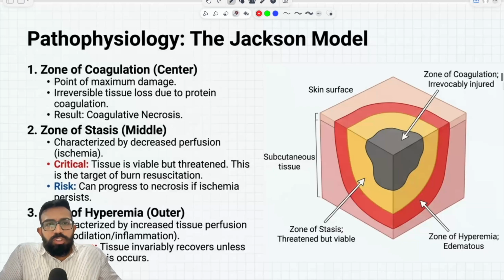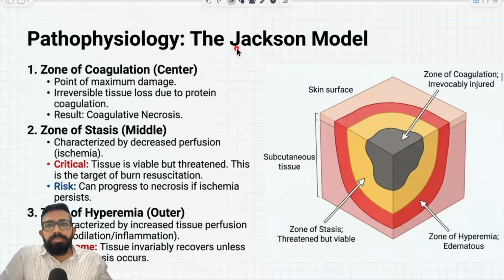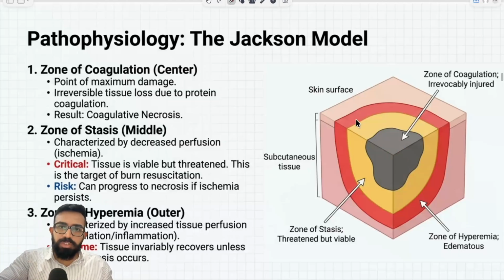The pathophysiology of burns is best explained by something called the Jackson model. Now, what is the Jackson model? What the Jackson model tells you is that whenever there is a burn injury, suppose over here I apply a flame, where you apply the most amount of local heat in that region, the central main affected region is going to be dead by means of coagulative necrosis. So this central region is called the zone of coagulation.